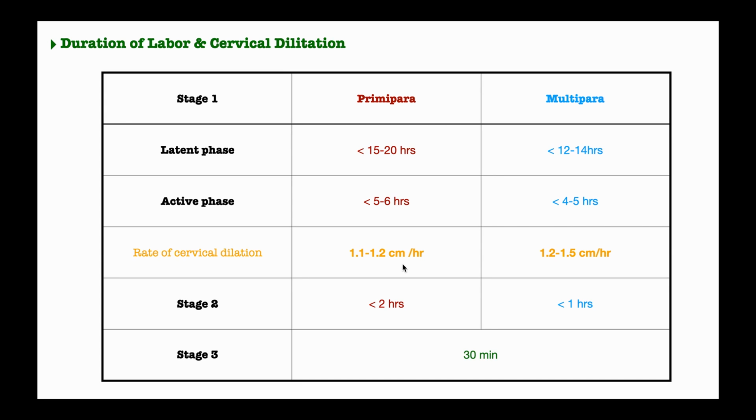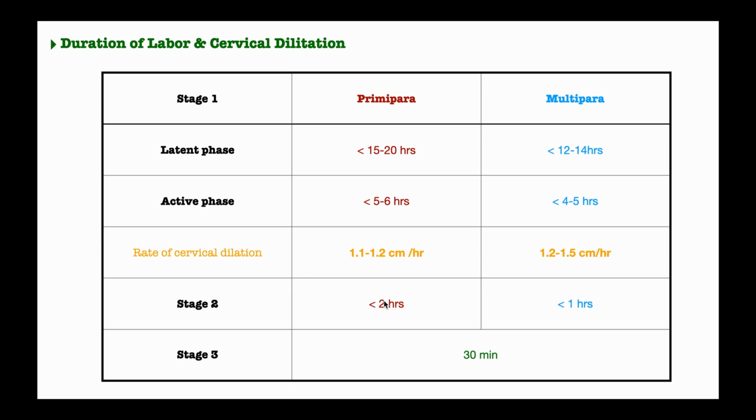Now, if the woman comes and you check and the cervix was 6 centimeters dilated, and now after 2 hours you check and it is 9 centimeters dilated. What it means is that we've had 3 centimeters dilatation in 2 hours, and when we divide 3 by 2 we are getting 1.5, which is very good because the rate of cervical dilatation in primipara must be about 1.1 to 1.2 centimeters per hour and 1.2 to 1.5 centimeters per hour in the multiparas.